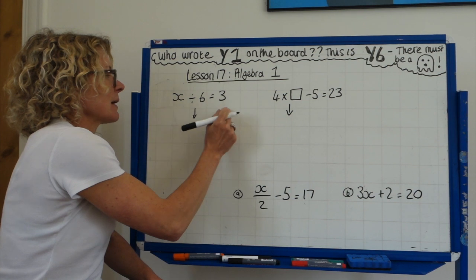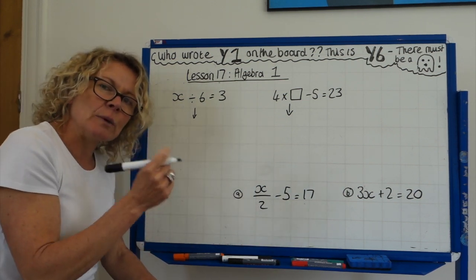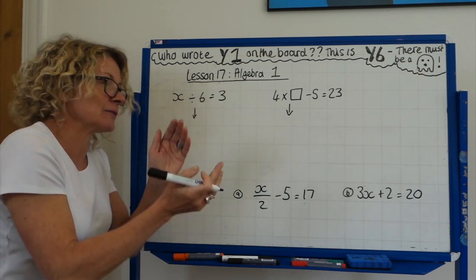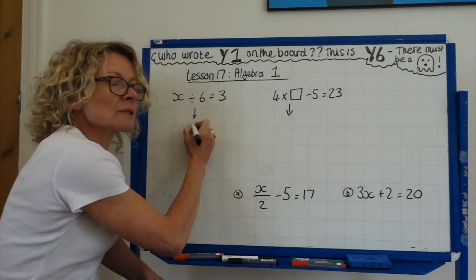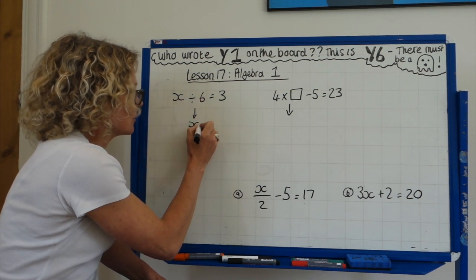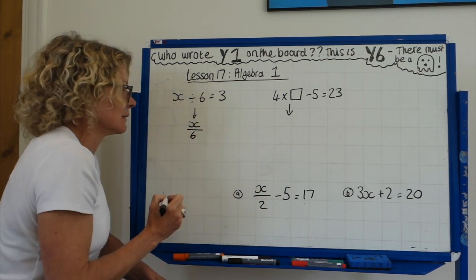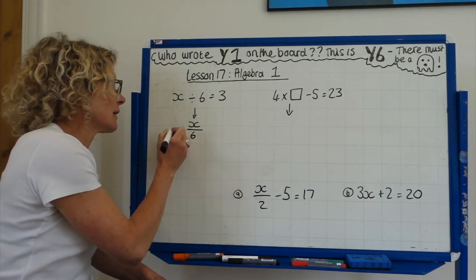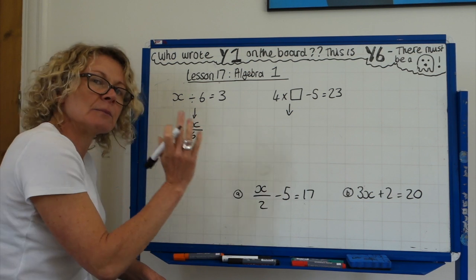So X divided by 6. Now, we write that like you would a fraction, because of course a fraction is like a division of a whole, isn't it? So this X divided by 6, in an equation you would see it like that. That means divided by, X divided by 6. That's how you would write divided by in algebra. Don't be scared, it's easy.